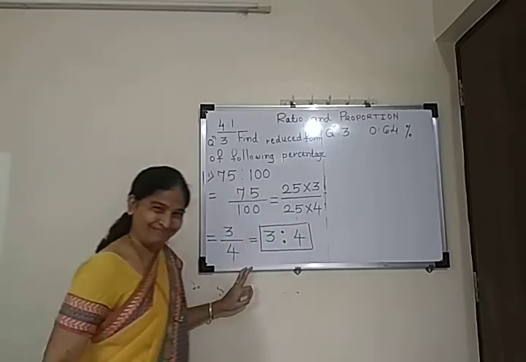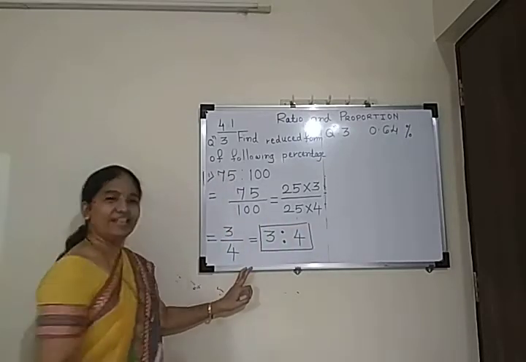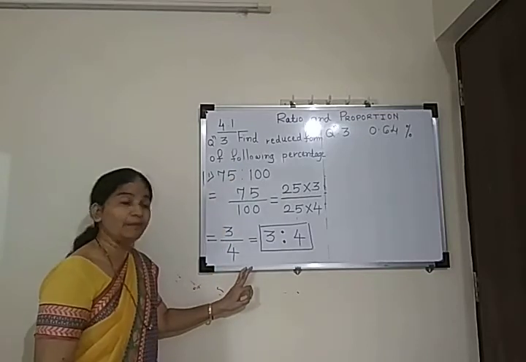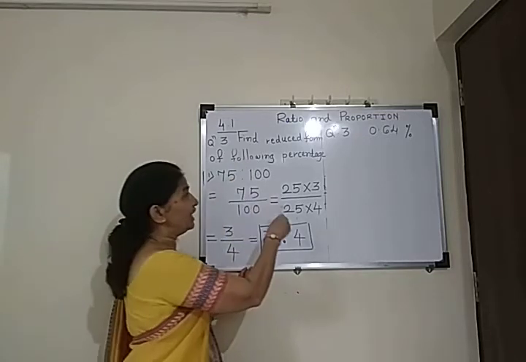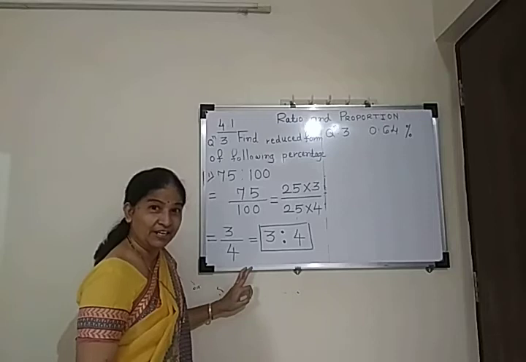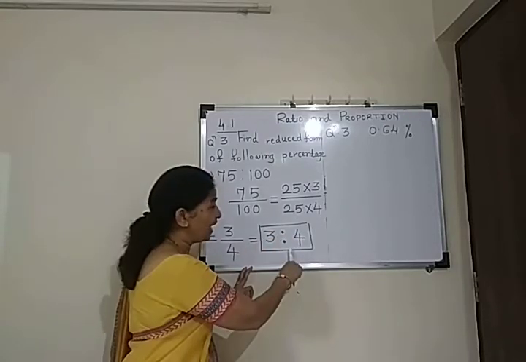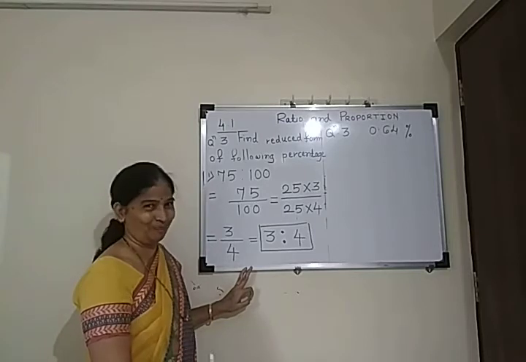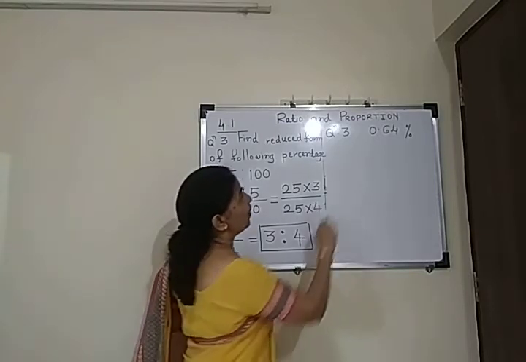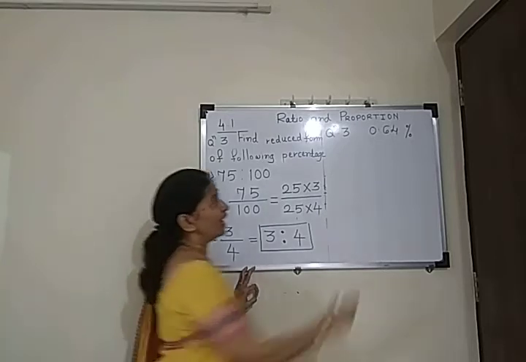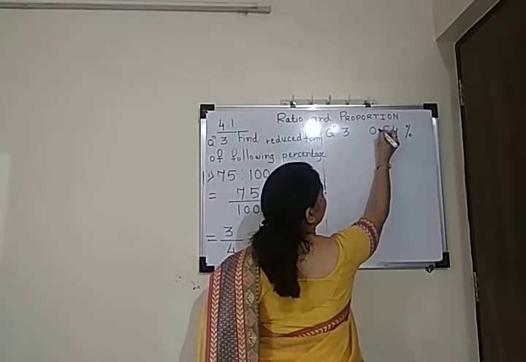Now, see the next example. See what we are doing. We are expressing this percentage in the reduced form. We are writing its ratio. So, now see the next example.